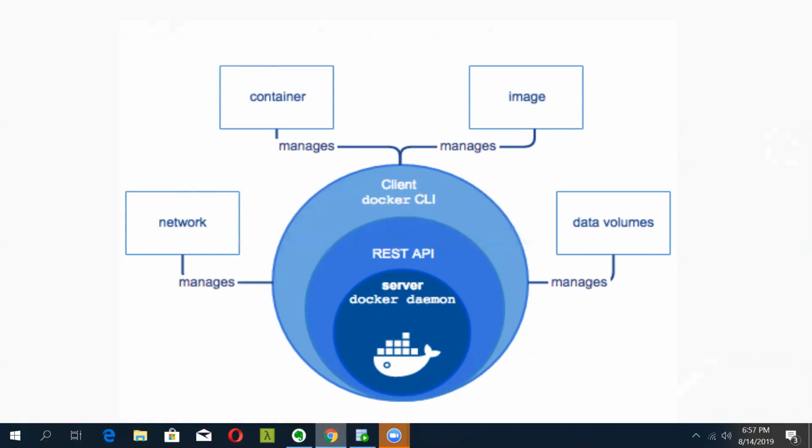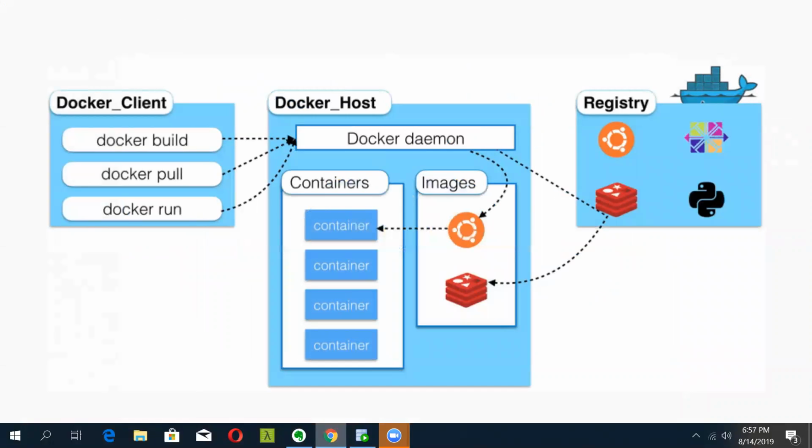Now, Docker has a client server architecture. The Docker client communicates with the Docker daemon, which builds, runs, and distributes the containers. The Docker client and daemon can run on the same system, or the Docker client can communicate with a remote Docker daemon. Both of them use the REST APIs over a Unix socket or a network interface to communicate. So now let us see the different components one by one.